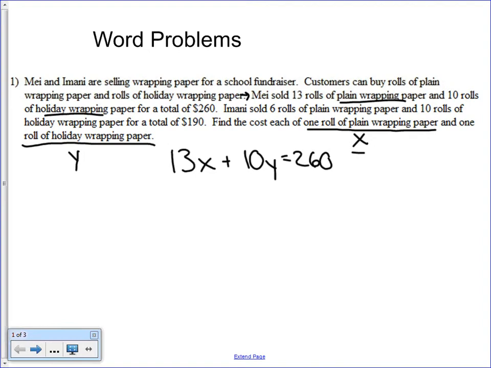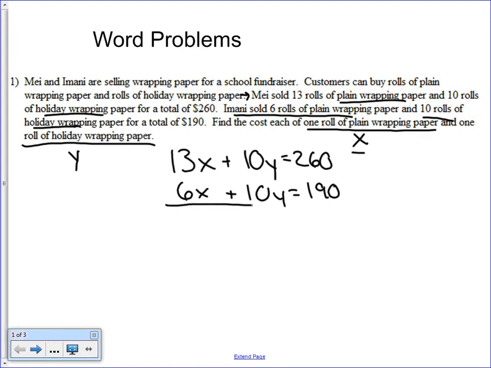These word problems are all going to be pretty similar in how you set up the equations. Amani sold 6 rolls of plain wrapping paper and 10 rolls of holiday. As you can guess, we're just going to do 6X plus 10Y, and that equals 190. So we have two equations, one expressing how much Maya sold and one how much Amani sold. So we can come up with the cost of one roll of plain wrapping paper and the cost of one roll of holiday wrapping paper.